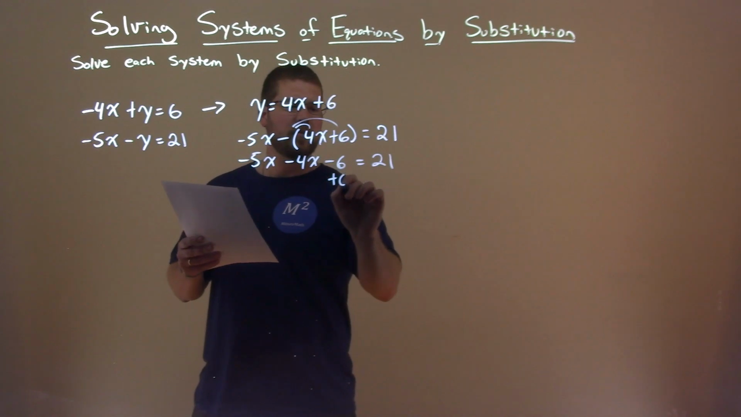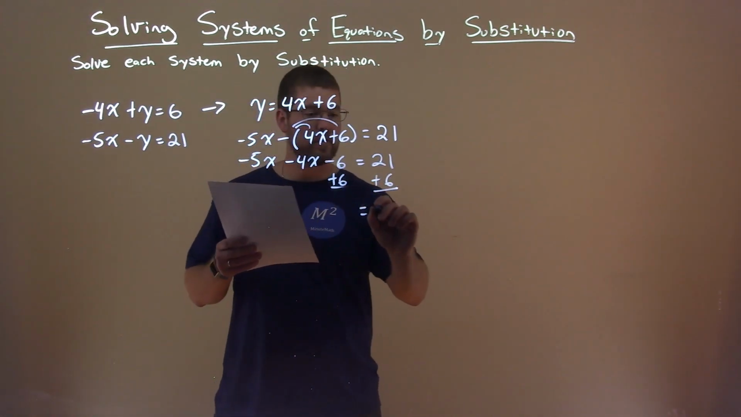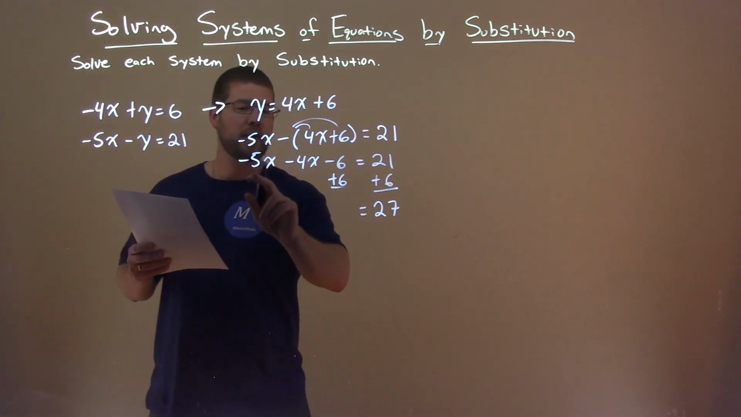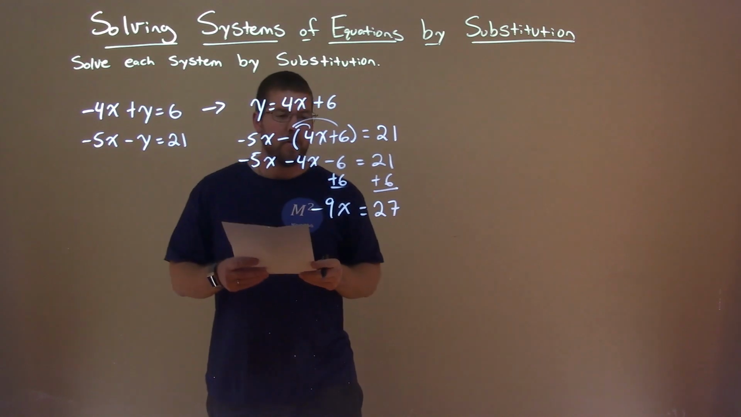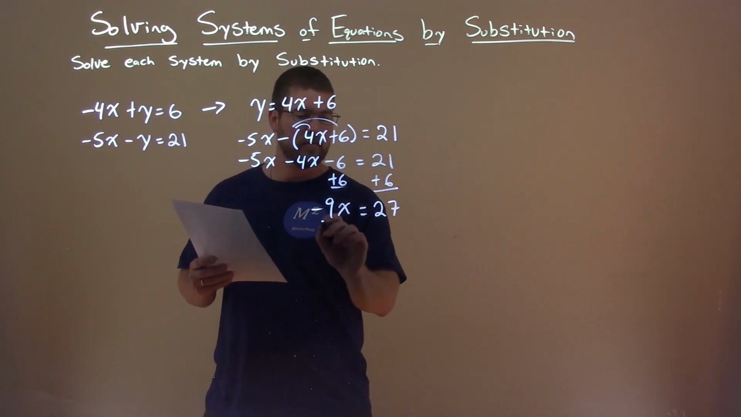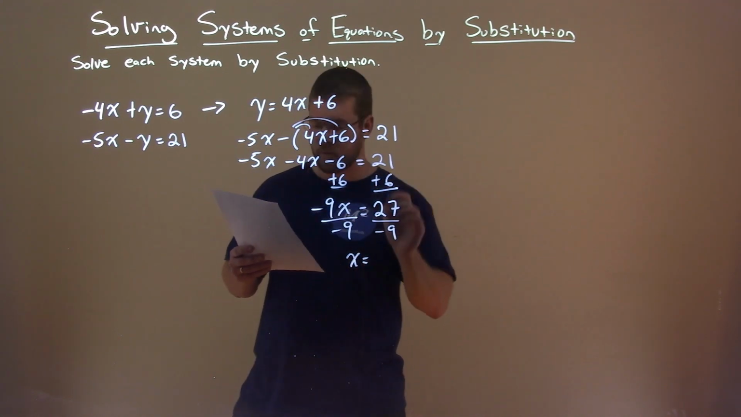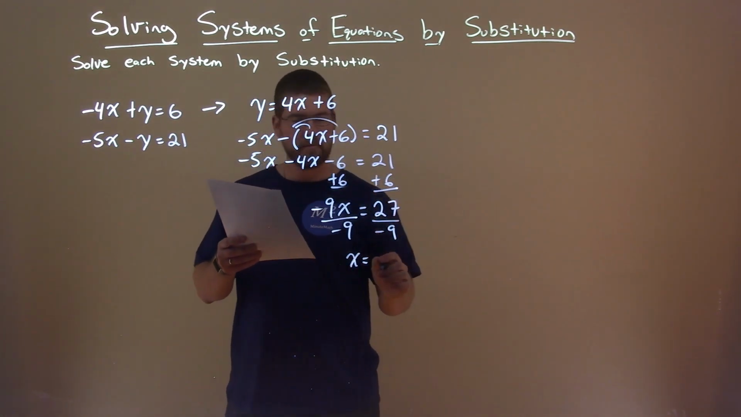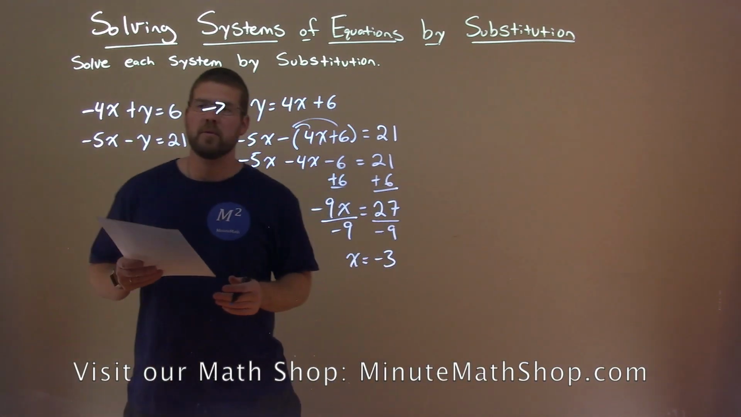We add 6 to both sides here. On the right-hand side, 21 plus 6 is 27. Negative 5x minus 4x is a minus 9x. From here now, we want to get x again by itself. Divide both sides by 9, or negative 9. And x equals 27 divided by negative 9, which is a negative 3. So we have x equals negative 3 here.